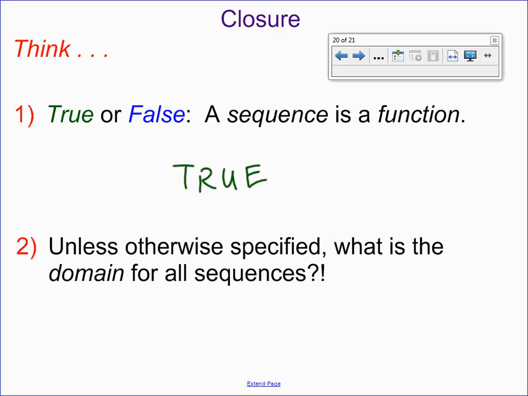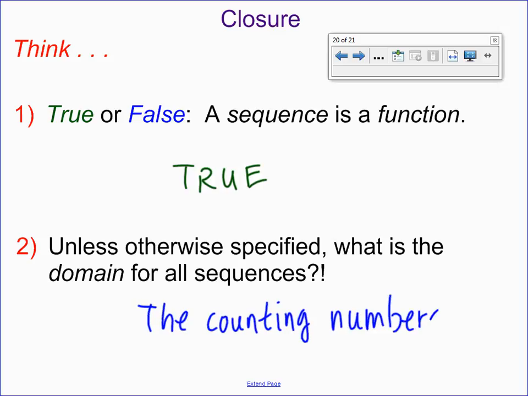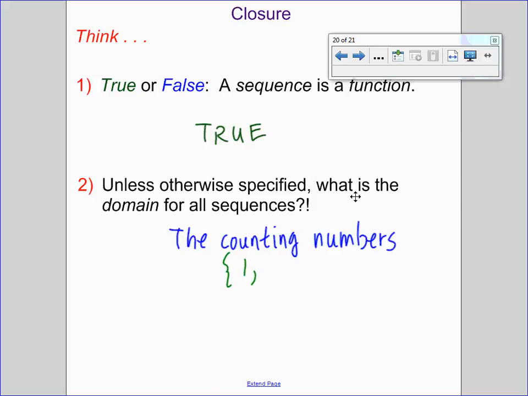Totally worth it. And lastly, unless otherwise specified, what's the domain for all sequences? What's the domain for all sequences? David? Yes, the counting numbers, starting with 1. So the counting numbers, or the natural numbers if you prefer. So we start with 1, 2, 3, 4, dot, dot, dot, forever. That's the domain of all sequences.